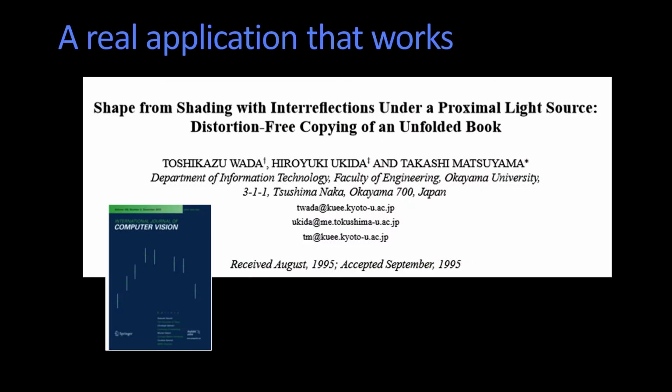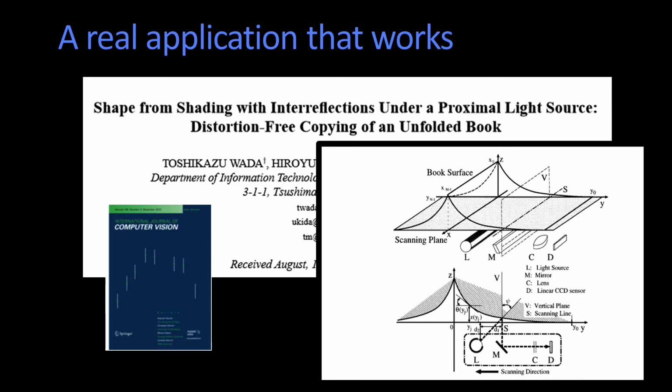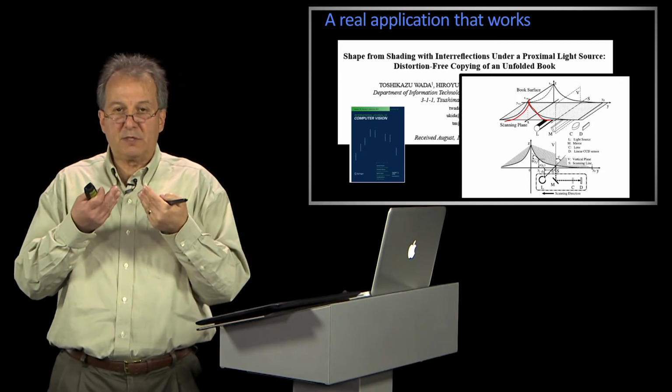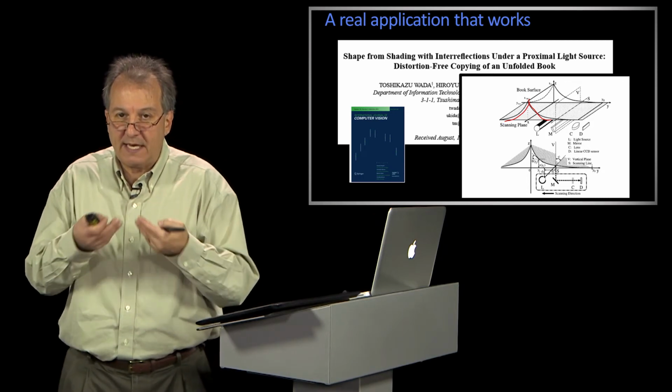Before I conclude, a couple things about shape from shading. One is there was a really cool use of it. There was a paper, actually won one of the Marr Prizes in 1995 in ICCV, and the name of it is Shape from Shading with Inner Reflections under a Proximal Light Source, Distortion-Free Copying of an Unfolded Book. And it appeared later in IJCV, International Journal of Computer Vision, and what they were looking at was this idea that, you know, when you put a book down on a scanner or a copier, you get this surface that bends away. And you can recover something about that surface structure, and you should also be able to sort of unshade what happens because the light falls off.